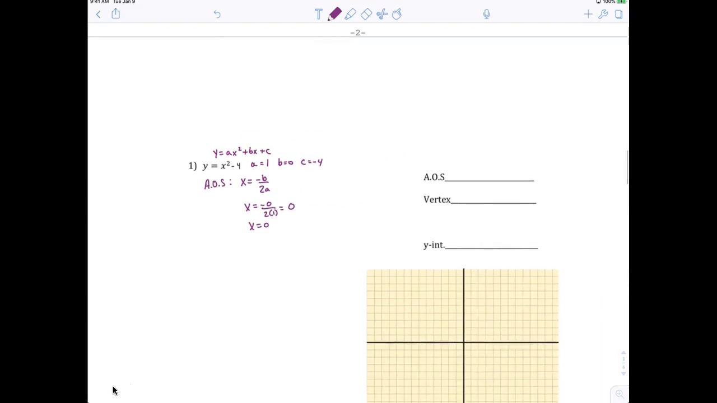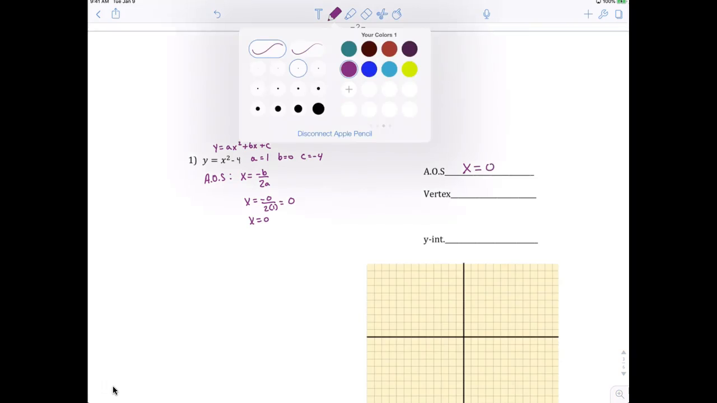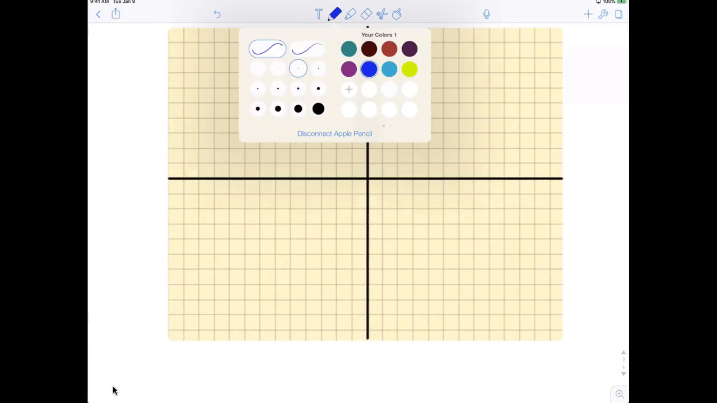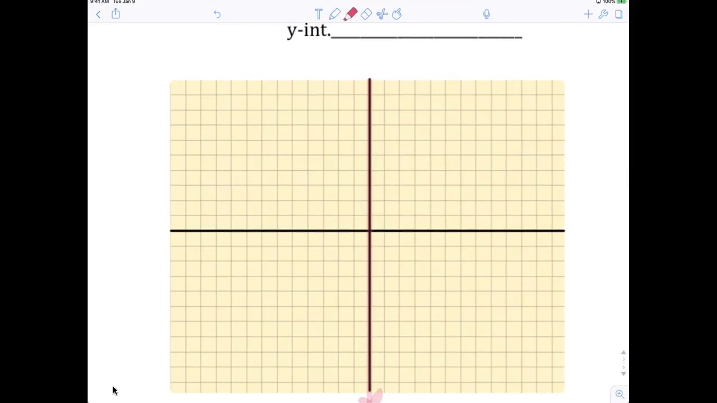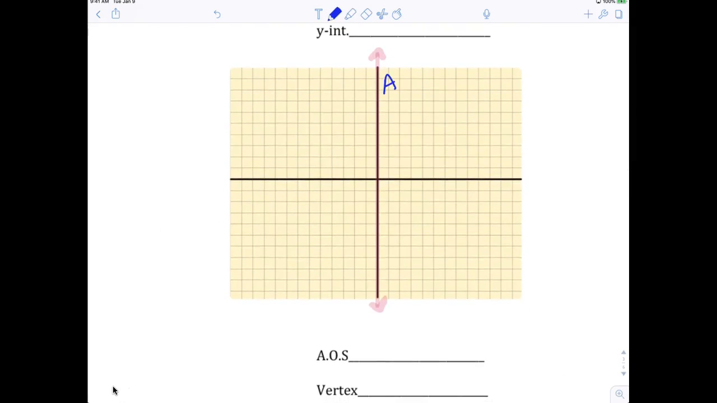Okay. So axis of symmetry, x equals 0. Now if you recall, what that meant was your axis of symmetry, this is a vertical line, x equals 0. So everybody draw that in, please. That is your axis of symmetry, x equals 0.